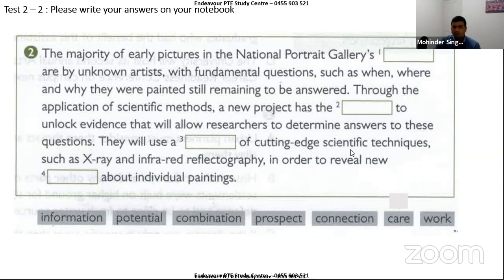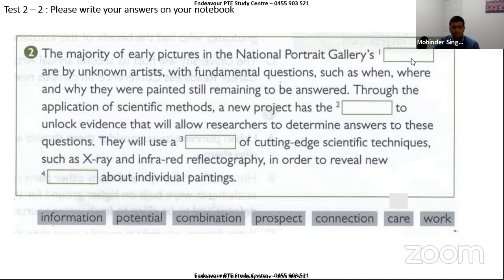So if you have a combination of scientific techniques, these are standard phrases. That's why I asked: not "a combination of," we always get "a combination of," "a variety of," "a wide variety of." These are standard phrases we use. So "a combination of," and here you'll have "has the potential to," mostly to what? To unlock. So "potential" is not going with this, but "to" is going with "unlock." So we have "has a potential to unlock evidence," right?